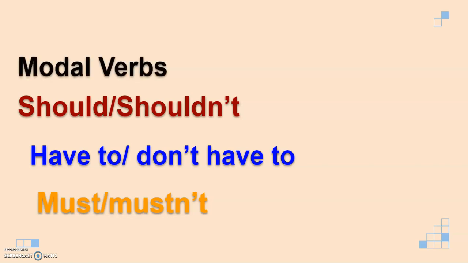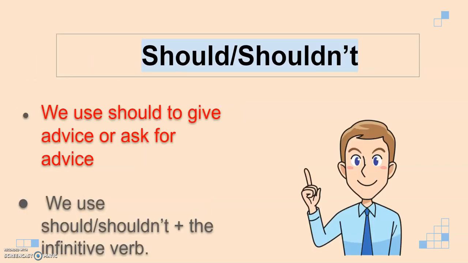Modal verbs. Should, shouldn't. We use should to give advice or ask for advice. For example, you should learn to speak a new language before you visit a country. We use should, shouldn't plus the infinitive verb. For example, you shouldn't worry so much. Here, the infinitive verb is worry.